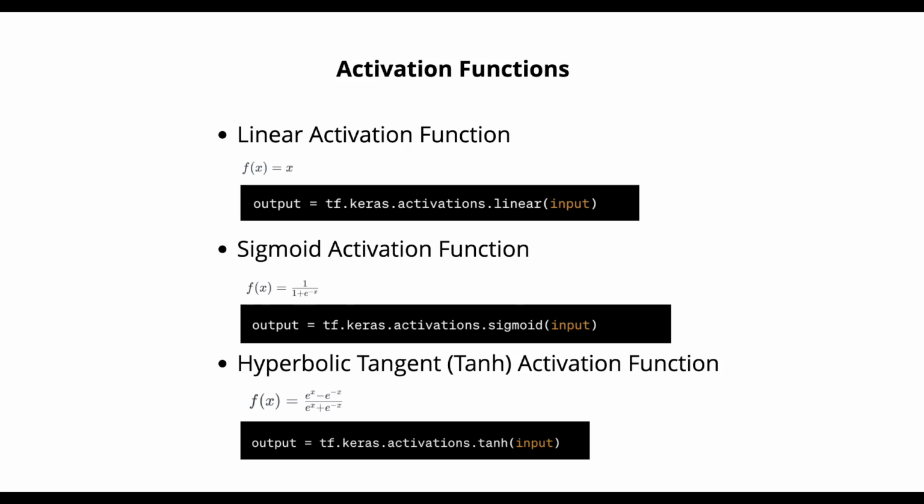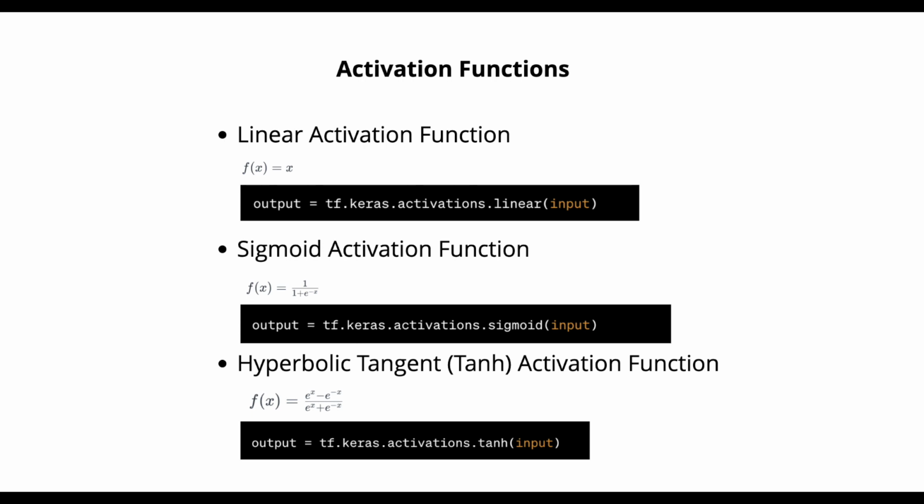Activation functions. Activation functions play a crucial role in neural networks by introducing non-linearity, allowing neural networks to learn complex patterns and relationships in data. They are applied to the output of each neuron in a neural network, transforming the input signal into the output signal that is passed to the next layer. Let's dig deeper into activation functions.